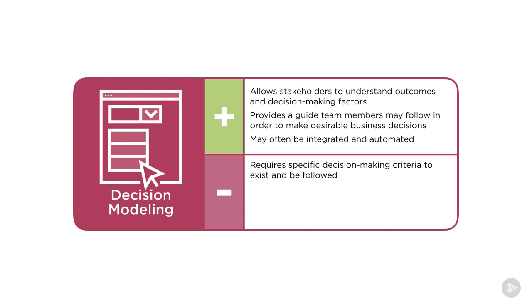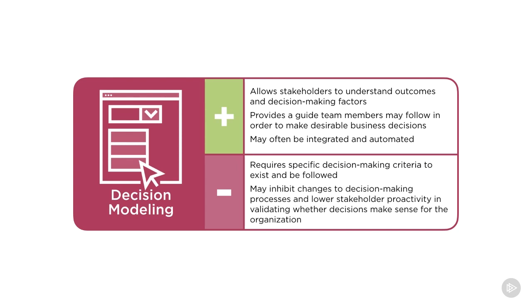Additionally, having to have these sort of specific rules in place may inhibit changes to decision-making processes and lower stakeholder proactivity in validating whether decisions actually make sense for the organization. It could be that a very reliable consumer has had their credit score degraded by the fact that they recently also applied for a mortgage. But based on a common understanding of their household income and the size of loan that they're requesting, it would make more sense in our experienced finance manager's eyes to offer them a better interest rate than the system might allow. If the finance manager's hands are tied, they may simply get their loan elsewhere, costing us that business.